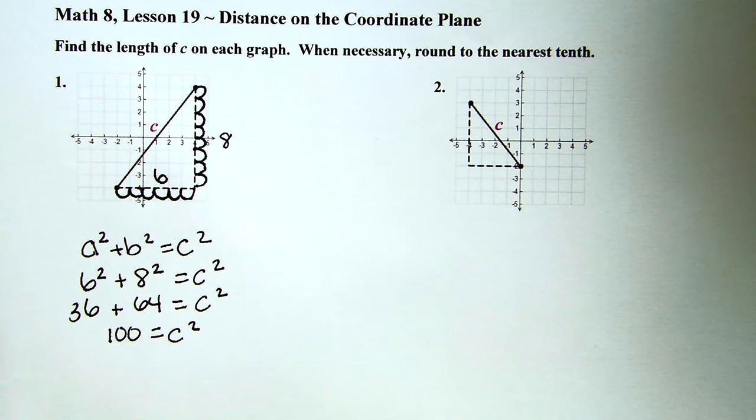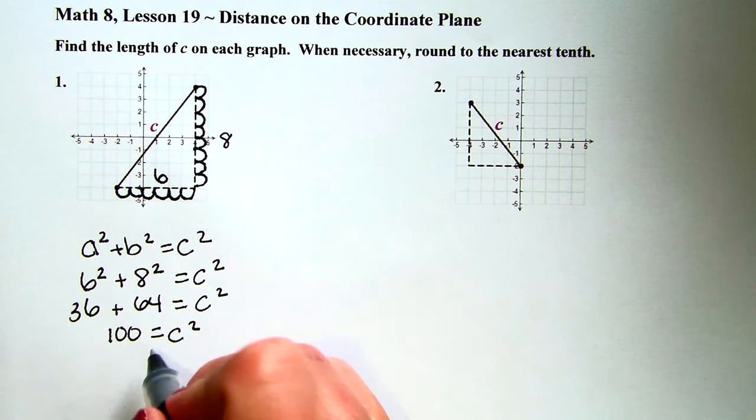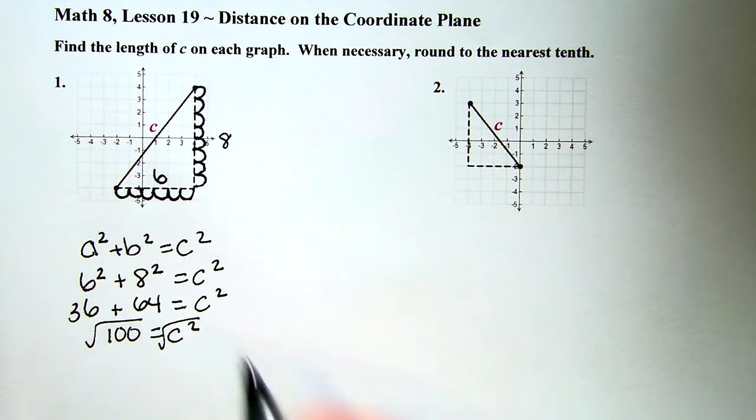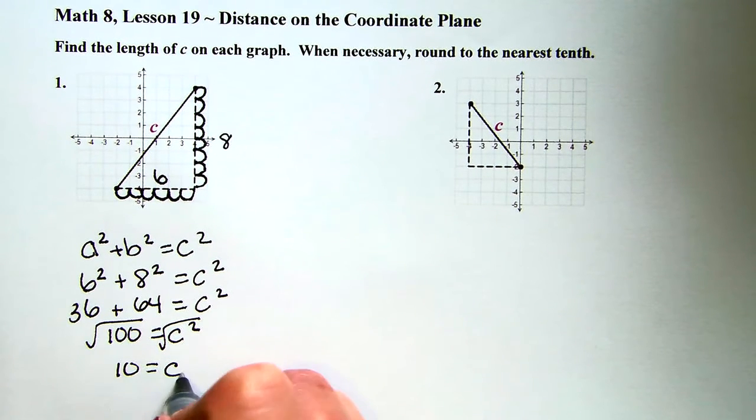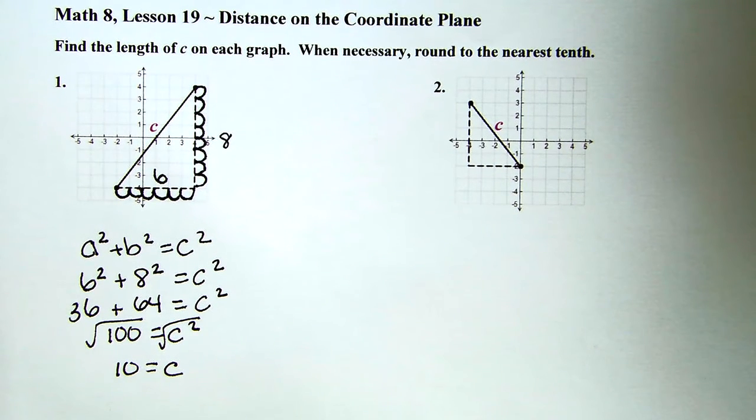Next, we're going to square root both the c squared and the 100. The square root of 100 is 10, so we get 10 equals c. Because this is a whole number, there's no decimals, we don't have to worry about rounding, so our final answer is 10 equals c. And there we go.